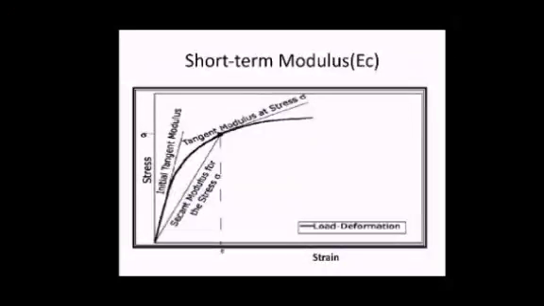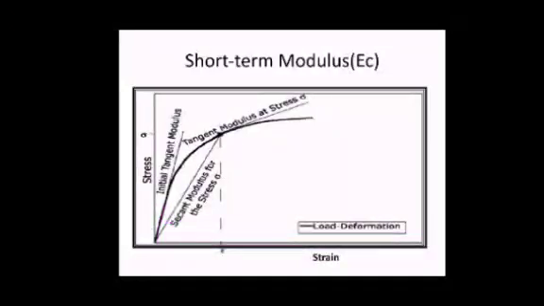Initial tangent modulus. If we draw a tangent from the initial point, the slope is called the initial tangent modulus. From the graph you can see, this is the initial point, the tangent is drawn, and it's called the initial tangent modulus.